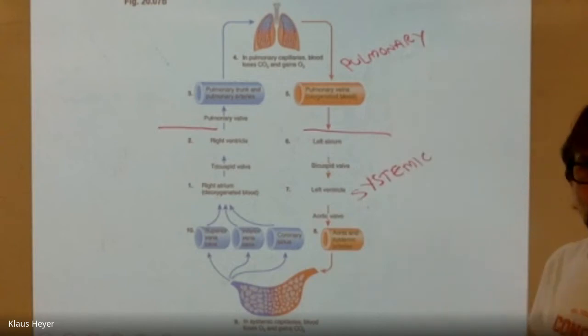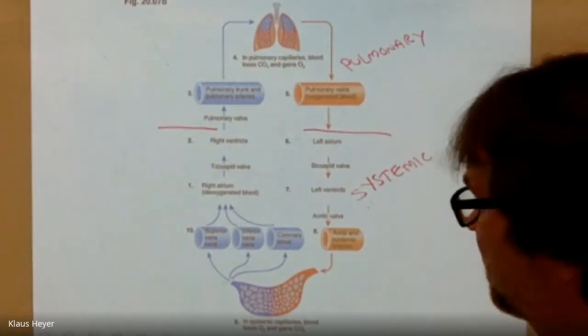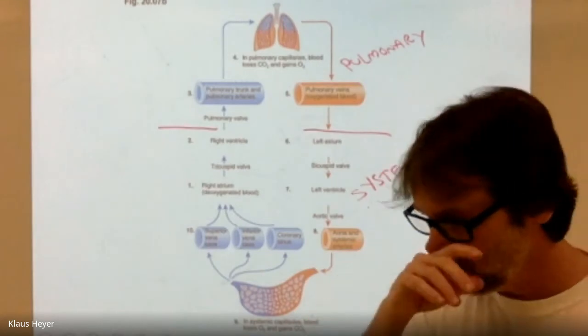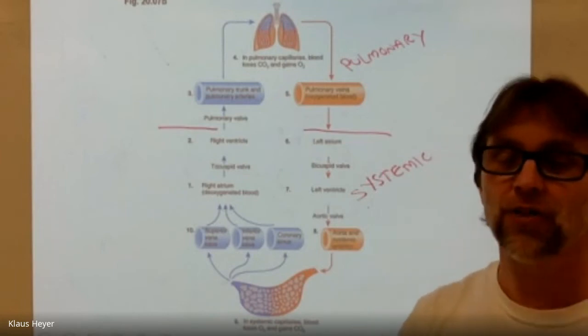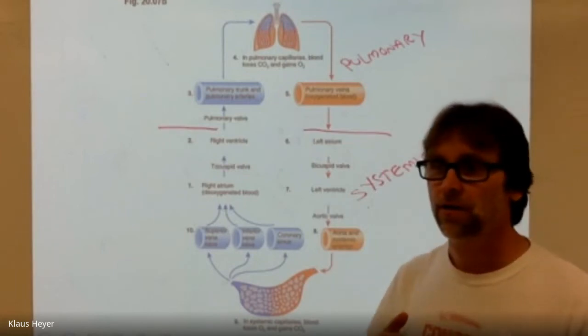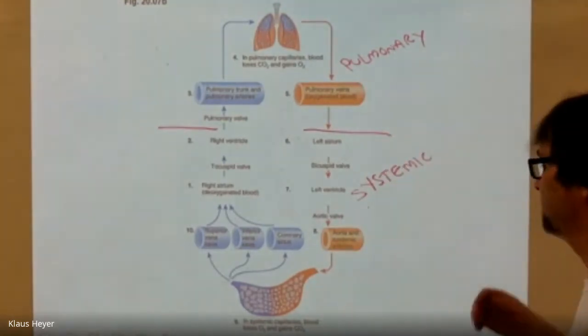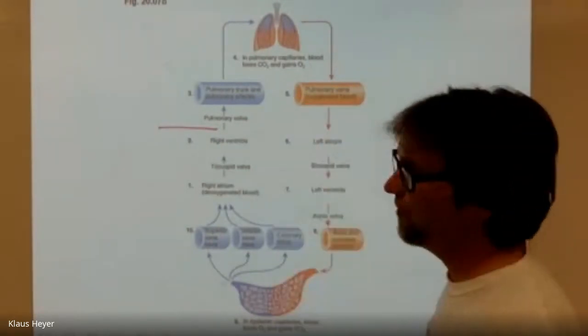You've got pulmonary circulation, you've got systemic circulation. There's actually a third type of circulation we're going to talk about in a second here called coronary circulation. So there's three types of circulation. One is when the blood goes from the heart to the lungs and back. The other is when the blood goes from the heart to everywhere, all your organs, and back. The third type is the heart feeding itself.